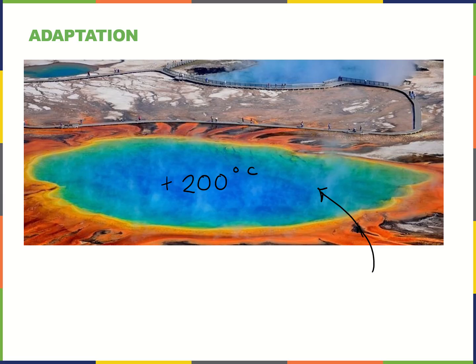But there are things that live in these hot springs. There's bacteria that live in here. Yes, they have adapted to be able to live in those temperatures. They are called thermophiles. They are a specific type of bacteria that can function in temperatures that are super, super high.